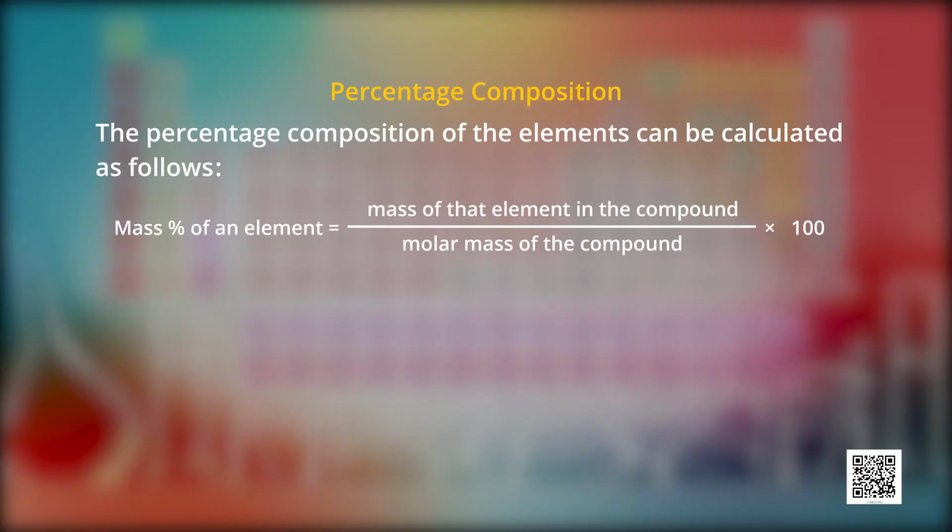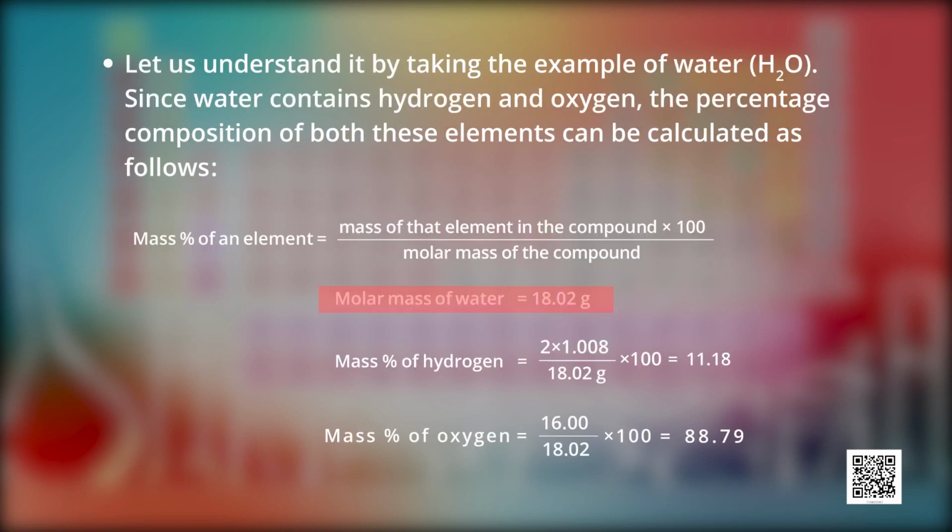Let us understand it by taking the example of water. Since water contains hydrogen and oxygen, the percentage composition of both of these elements can be calculated as follows. Mass percent of an element is equal to mass of that element in the compound divided by molar mass of the compound into 100. Now please look to the screen. Molar mass of the water is 18.02 gram.